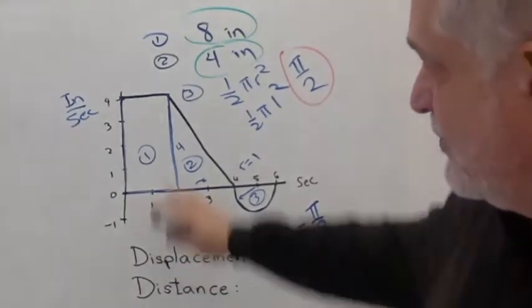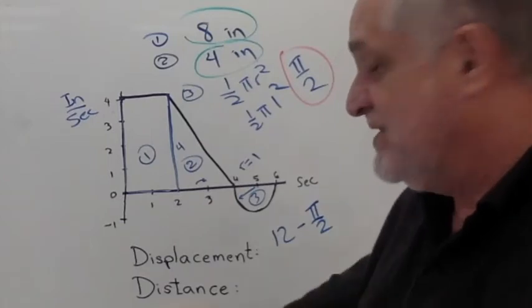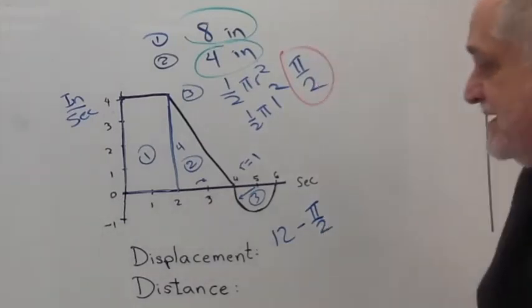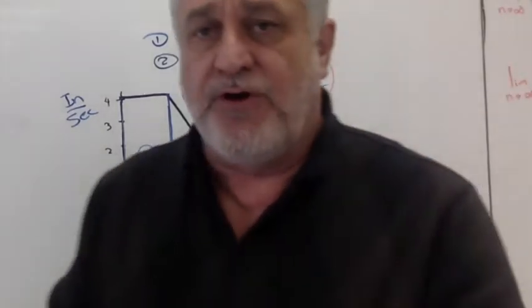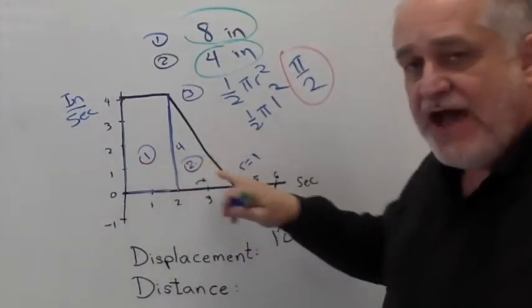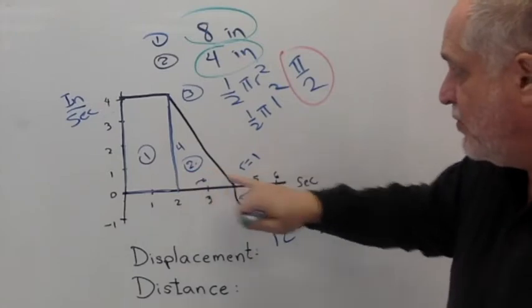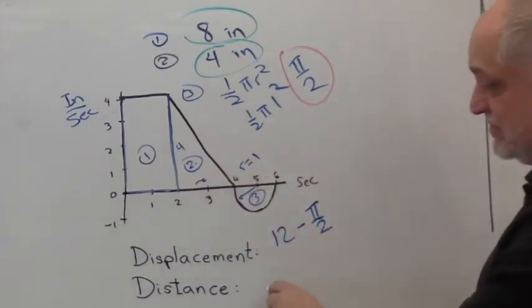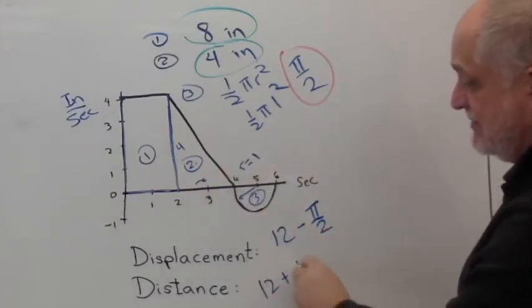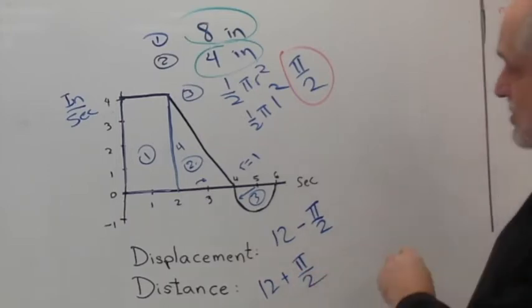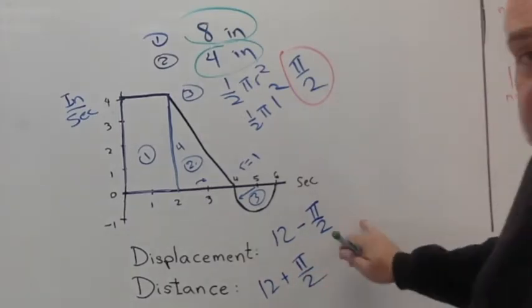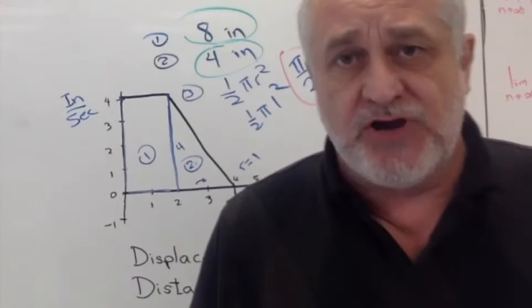So we went forward a bit, we went backward a bit. What's the distance traveled? Well, the distance traveled doesn't care whether we're going forward or backward. We take the absolute values of each of these areas, and we're fine with the 8, we're fine with the 4. This would be an absolute value, so this would be 12 plus pi over 2. And there is a difference between displacement and distance traveled.